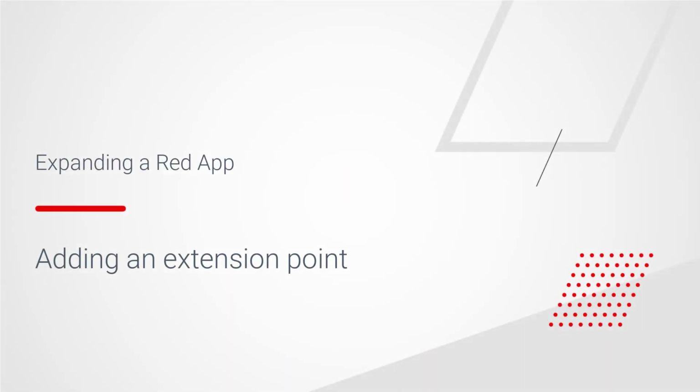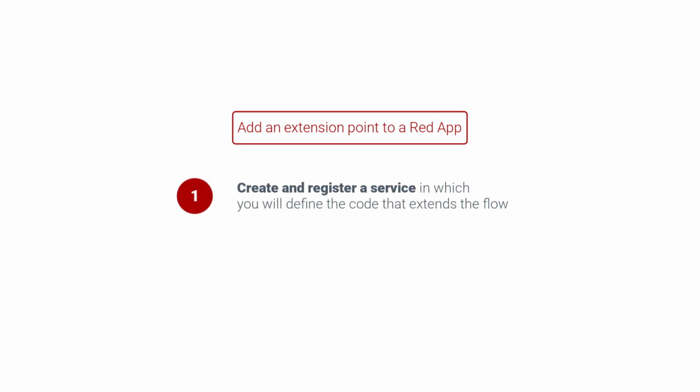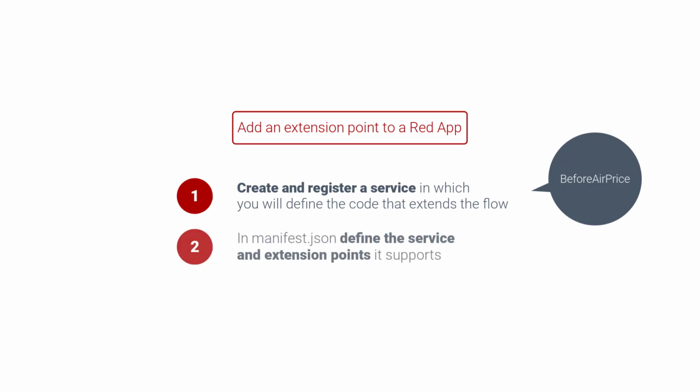In this lesson, we will add an extension point to our Red app. In order to do this, we need to complete the following steps. Firstly, create and register a service in which we define the code that extends the flow. In our case, this will be the before AirPrice extension point. And secondly, define in the manifest.json file our service and which extension point it supports.